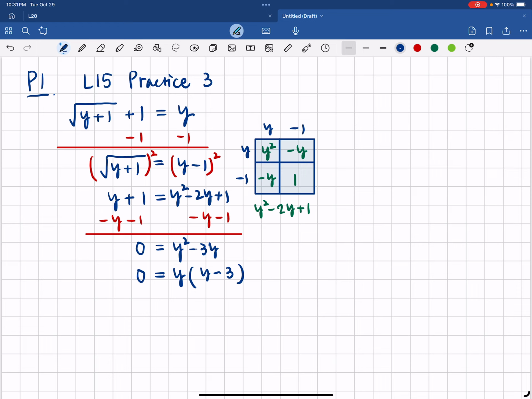And because it's a product, which is 0 on the left-hand side, it's a zero product. According to the zero product property, each of the factors could be 0. So y could be 0, or y minus 3 could be 0. And the first one, y is already solved. Y is 0. The second one, we're going to plus 3 on both sides. And that will give us y is 3.